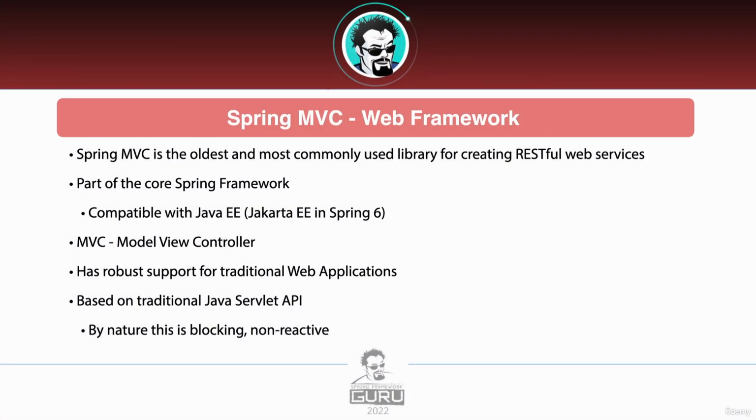This is the oldest and most commonly used library for creating RESTful web services with Spring. This is actually part of the core of Spring Framework. This is compatible with Java EE, also Jakarta EE, which is a rebranding. This is going to be available inside of Spring 6. This does follow the MVC paradigm, Model View Controller, and it has very robust support for traditional web applications. So this is really the workhorse of traditional Spring in terms of web applications, also can be used for RESTful APIs. This is based on the traditional Java Servlet API.